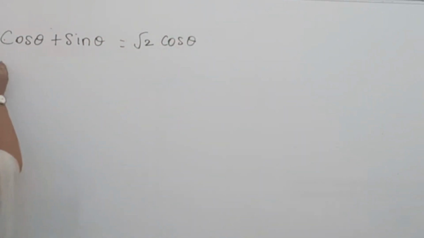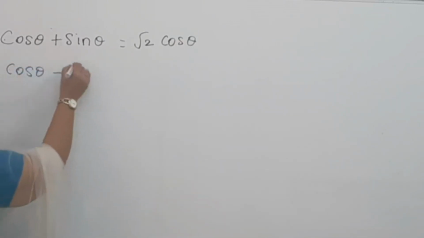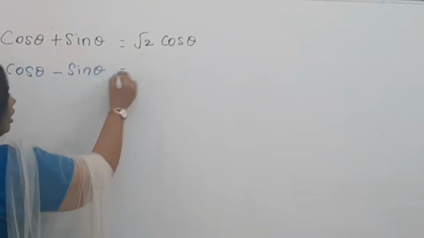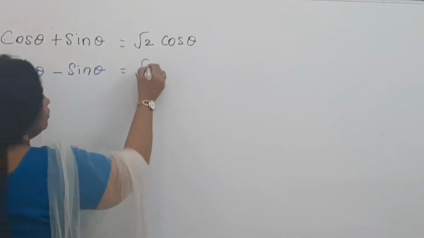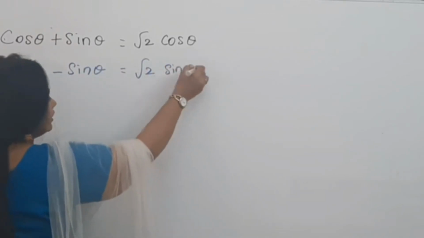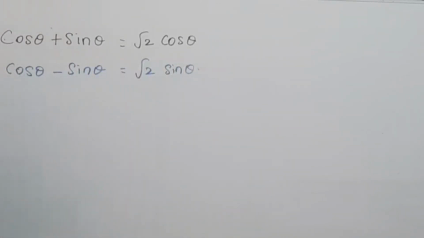I have to show that cos theta minus sin theta equals root 2 sin theta. Hope everyone understands now. How am I writing? Writing is very important in math. So I have to prove this one.